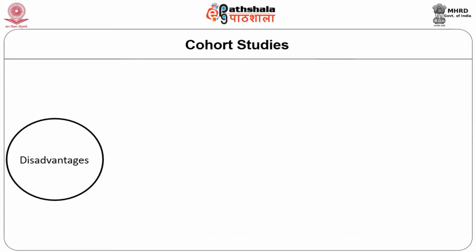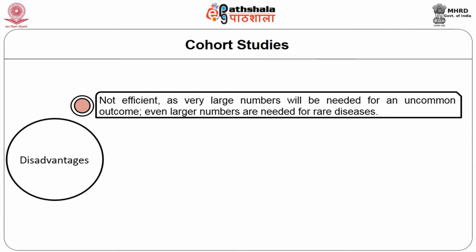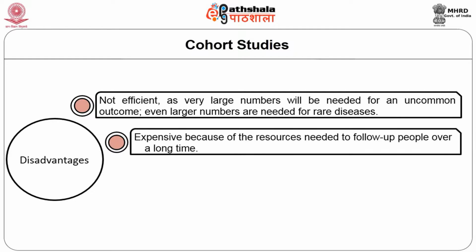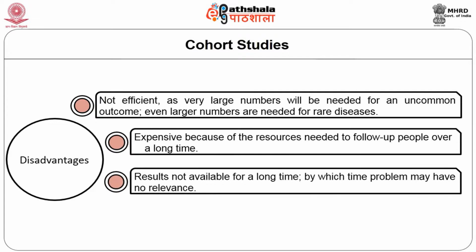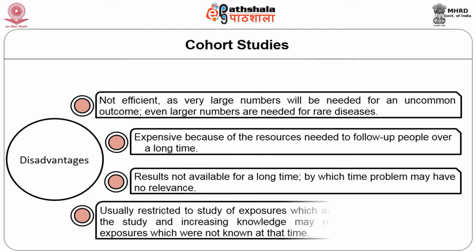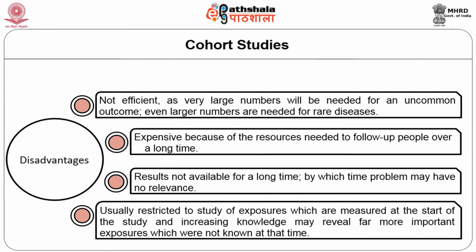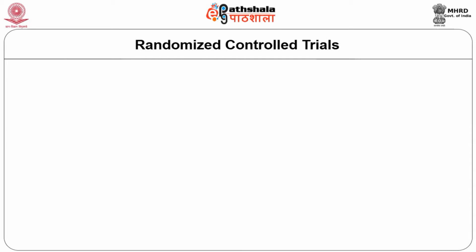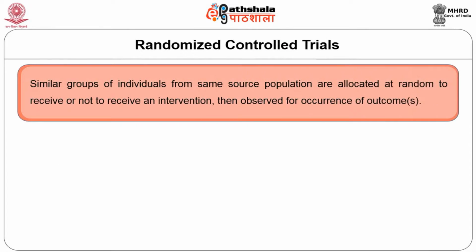The disadvantages are that very large numbers are needed for an uncommon outcome, even larger numbers are needed for rare disease, it is expensive because of the resources needed to follow people over a long time, results are not available for a long time, it is usually restricted to study of exposures measured at the start of the study, and increasing knowledge may reveal other factors to be far more important.